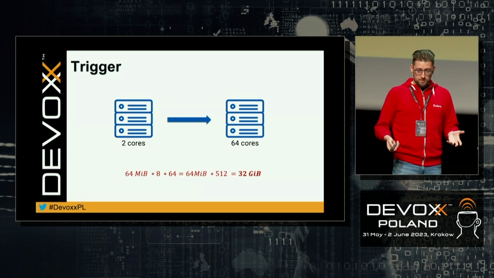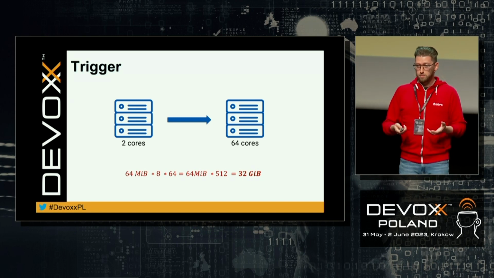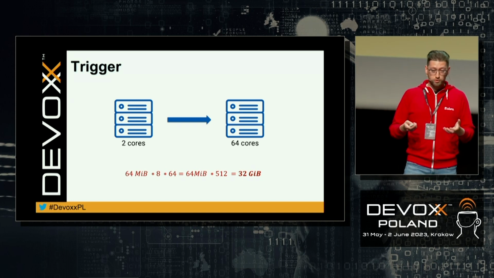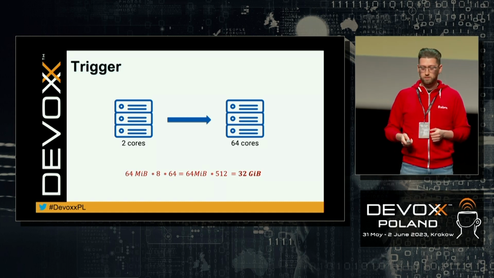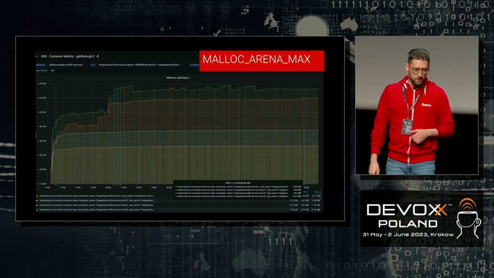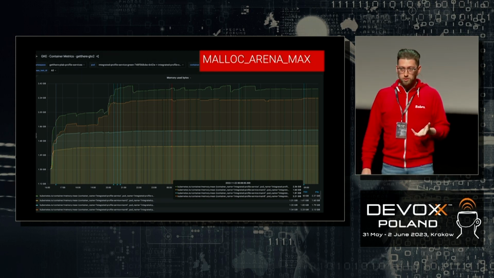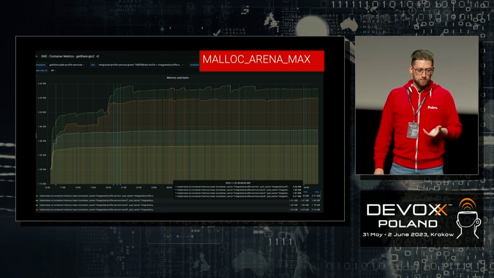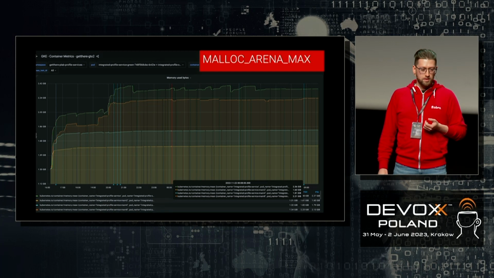So as a result, we were able to create about 32 gigabytes of extra memory just to improve the throughput for our threads. Hopefully, this limit is also configurable, so we can change it by providing the value for the environment variable called malloc arena max.